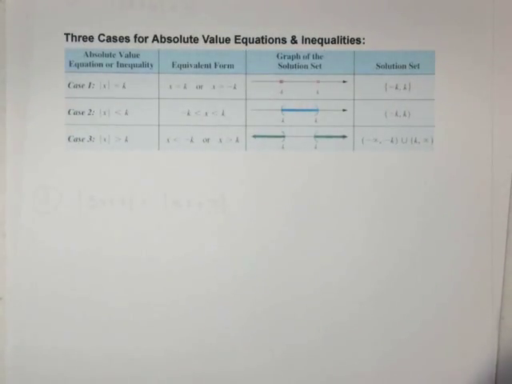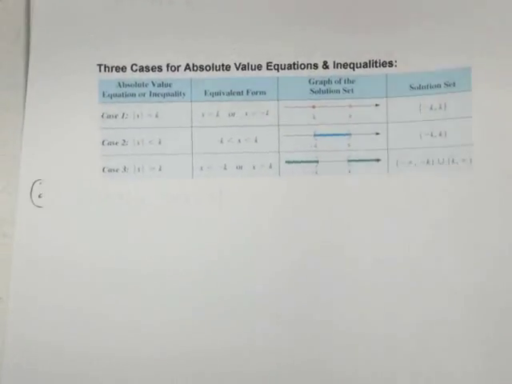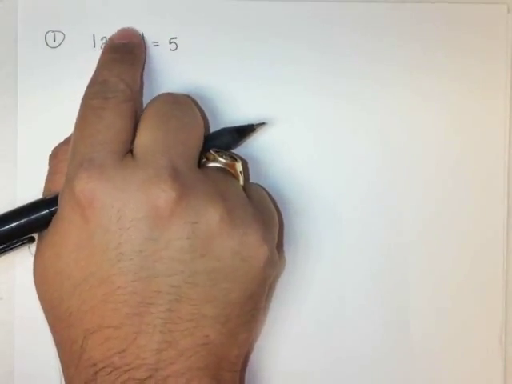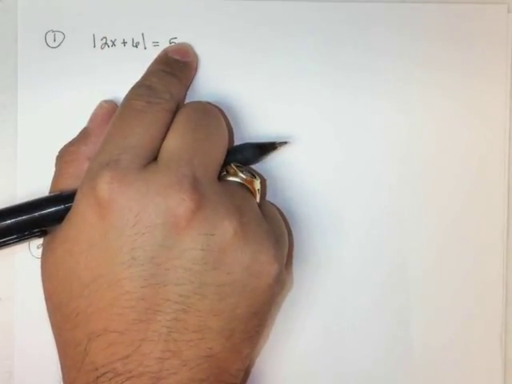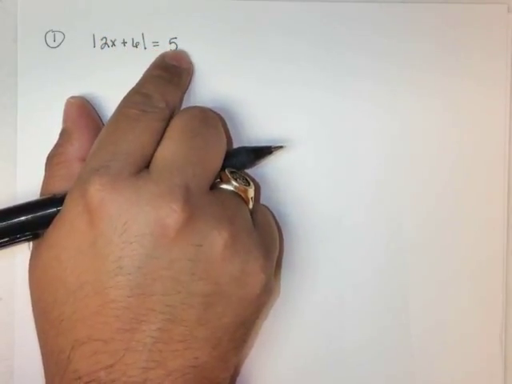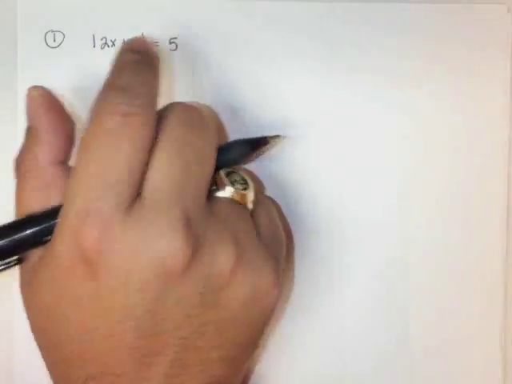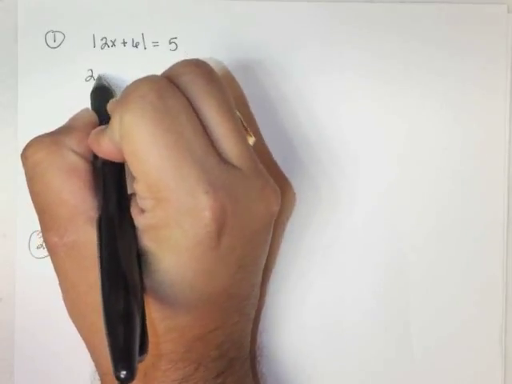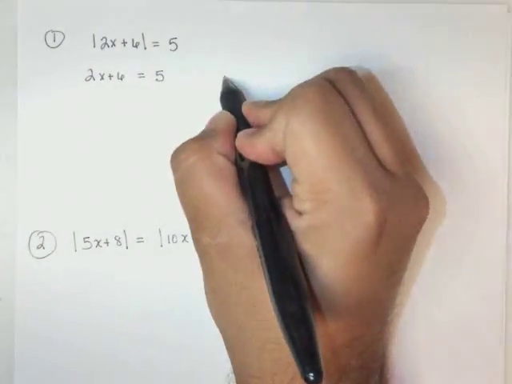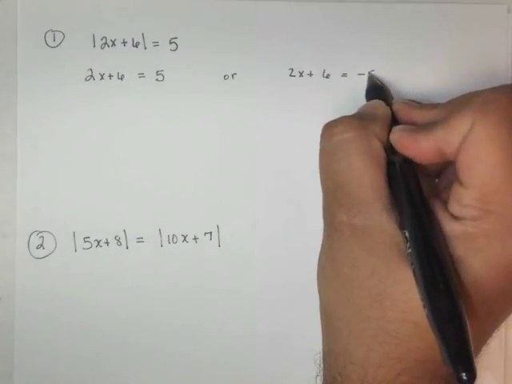Okay, so let's go ahead and take a look at a couple of absolute value equations, again at case one. So here is the first one. Let's say this was our x and this was our k. If we remember, whenever we have the absolute value of x equal to some number k, we say either it equals k or it equals negative k, or opposite k. So let's say 2x plus 6 equals 5 or 2x plus 6 equals negative 5.